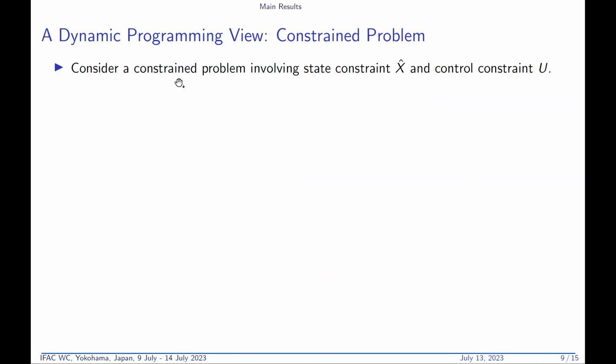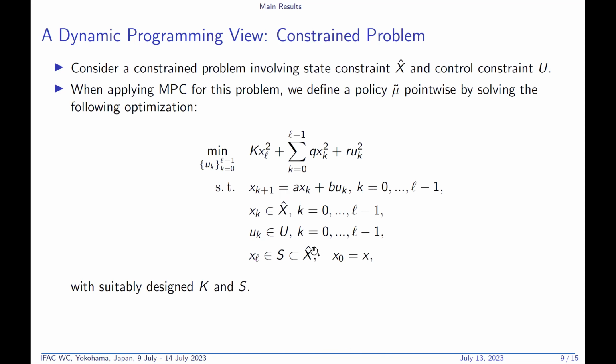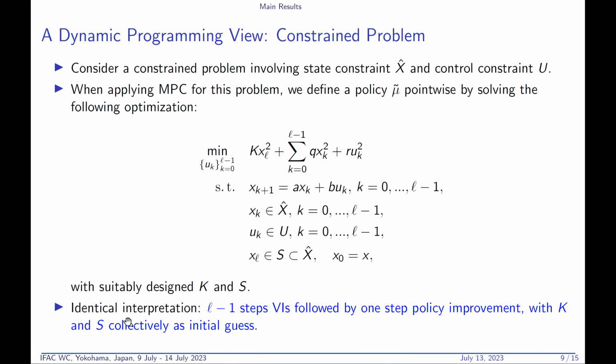Similarly, let's consider a constrained problem involving state constraint X hat and control constraint U. Applying MPC with suitably designed terminal cost and terminal constraint, a nearly identical interpretation applies. That is, the MPC scheme defines a policy which amounts to performing L minus 1 steps of value iteration followed by 1 step of policy improvement, where K and S collectively act as the initial guess.